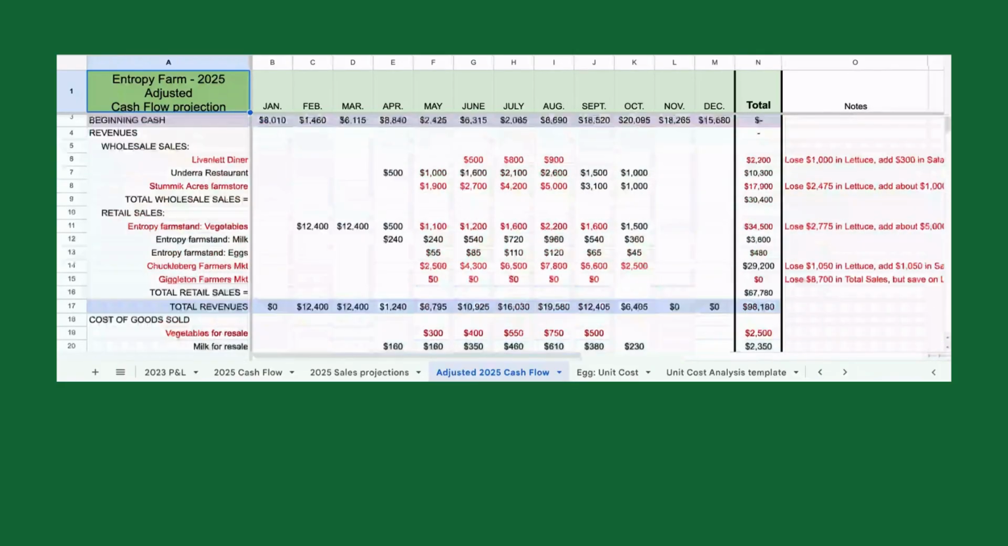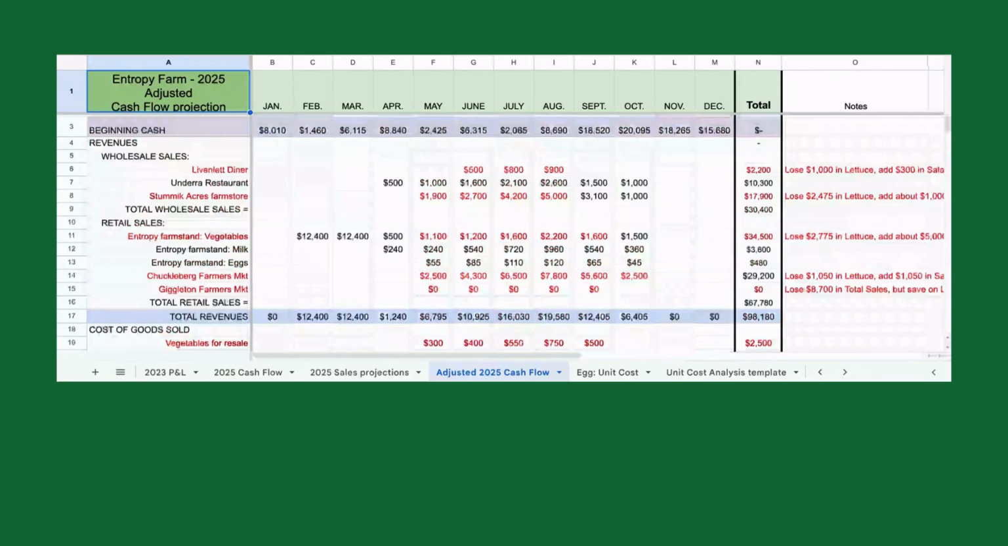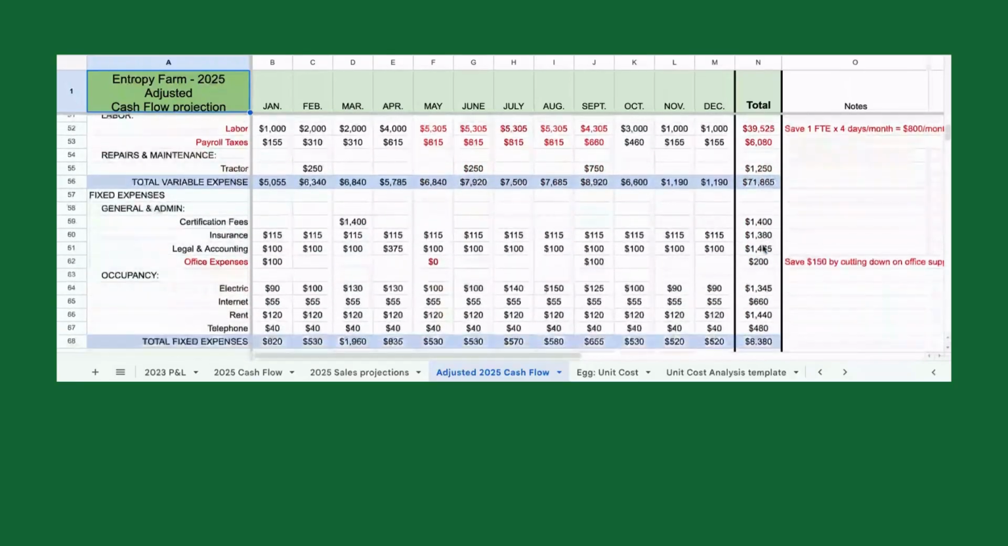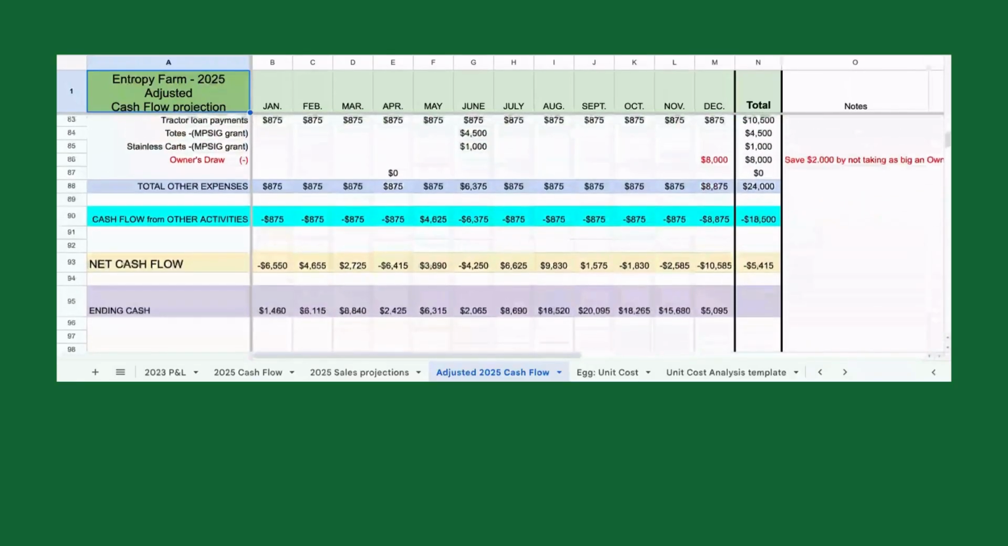In this adjusted cash flow projection, with the 75% loss in the lettuce crop, we see going down the total column, the impact will result in a $9,000 loss in total revenues. Used to be 107,000, now it's down to 98,000. And going down to the gross profit, it's now about $11,000 lower. Used to be 104, now it's about 93,000. And finally, down at the bottom of our sheet, we'll see that the net cash flow is now negative, about $5,000, instead of being flat at around $200.